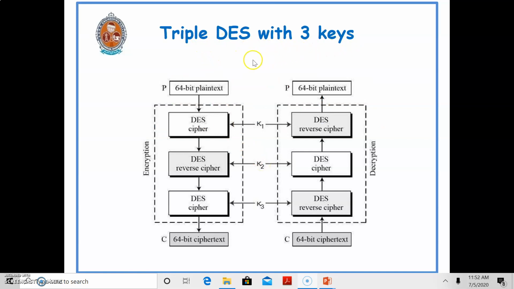Triple DES. The DES key size is 56 bits. If you want to crack the 56-bit key, there are 2 power 56 combinations, so it is easy to crack a DES key. That's why we go with triple DES. In triple DES, we have a 112-bit key for 2 keys and a 168-bit key for 3 keys. In DES with 3 keys, the 64-bit plain text undergoes DES cipher, DES reverse cipher, and DES cipher. Finally we get the 64-bit ciphertext. Here we use 3 keys, and the decryption process is the reverse of the encryption.